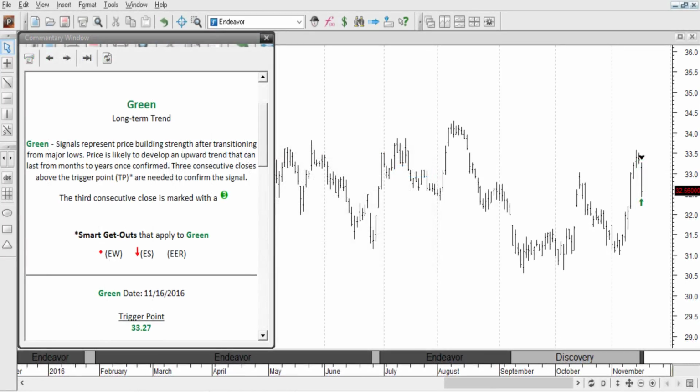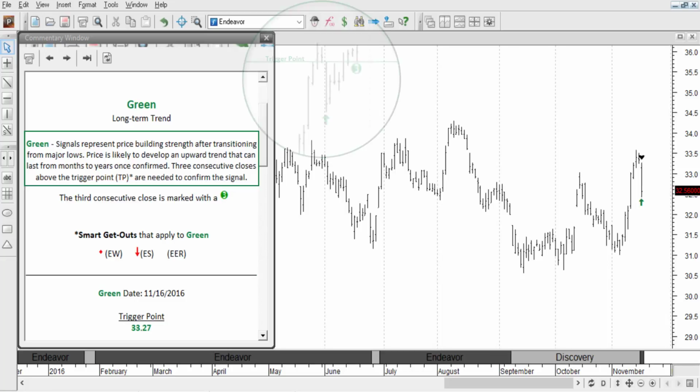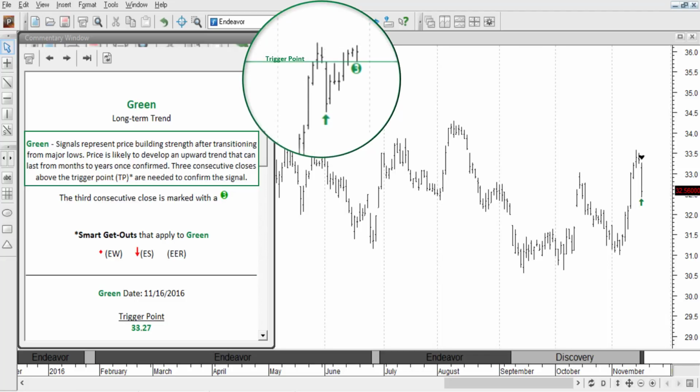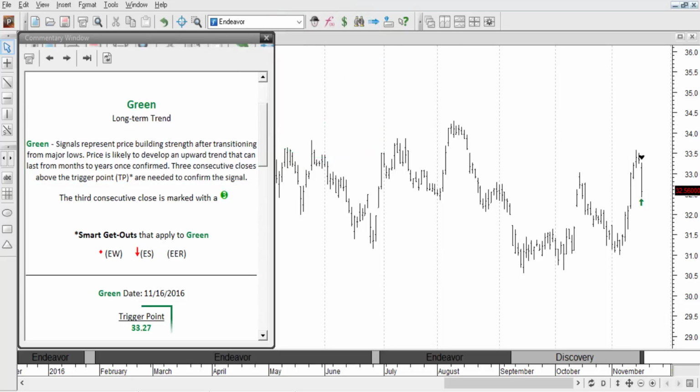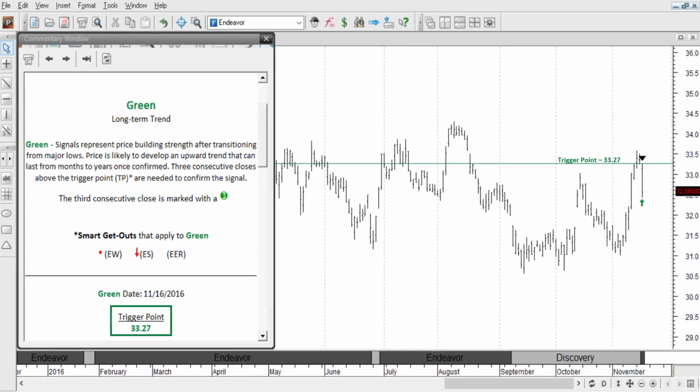Notice how our commentary is simple and easy to read. You're given the definition of green and the criteria needed to confirm the signal. Green signals are a little different than the rest. They need 3 consecutive closes above the trigger point to confirm the signal. You'll know you're confirmed when you get a green 3 icon on the chart above the trigger point. The trigger point in this example is 33.27, which I'll label on the chart with a green line.